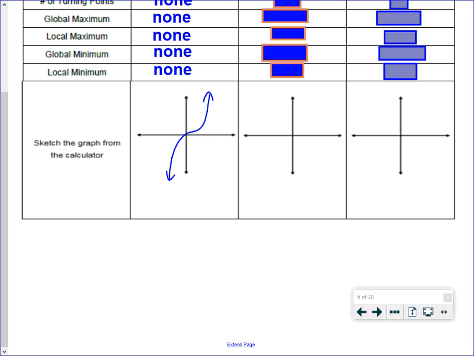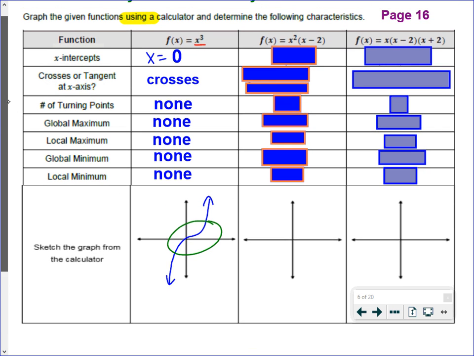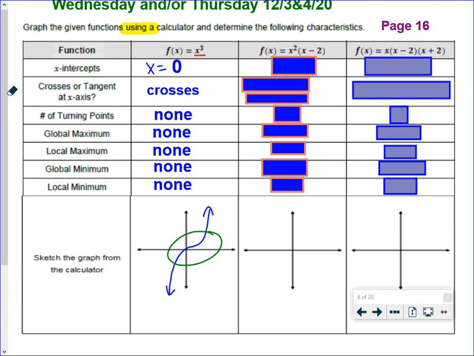And we can see in this part over here that indeed we do start increasing slower, but we don't actually go from increasing to decreasing, and that's why we have no turning points on this graph or on this function. All right, so now we're going to go to f of x equals x squared times x minus 2.